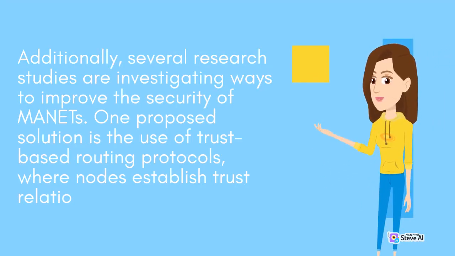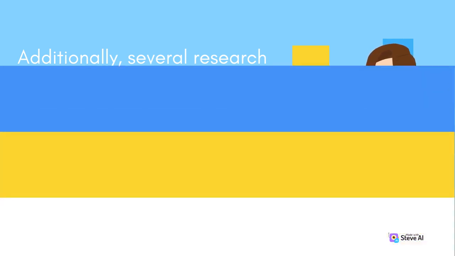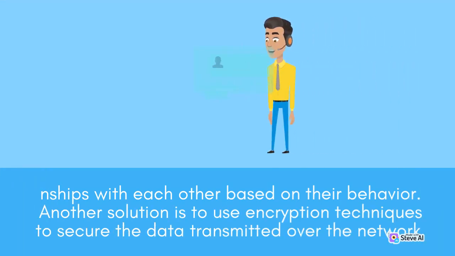Additionally, several research studies are investigating ways to improve the security of MANETs. One proposed solution is the use of trust-based routing protocols, where nodes establish trust relationships with each other based on their behavior. Another solution is to use encryption techniques to secure the data transmitted over the network.